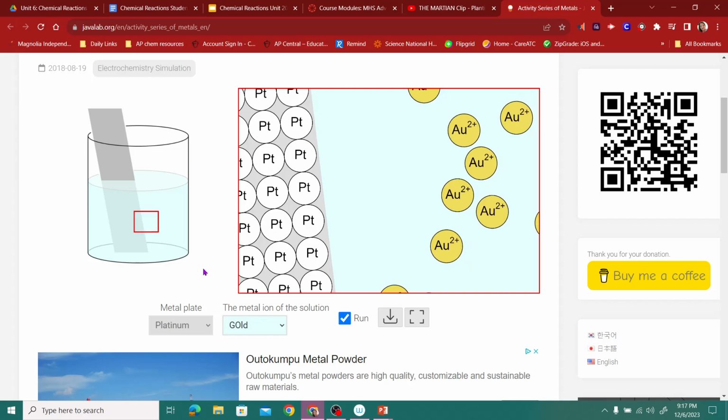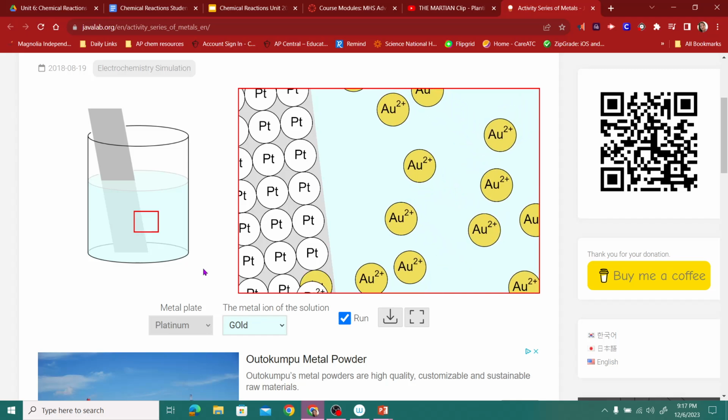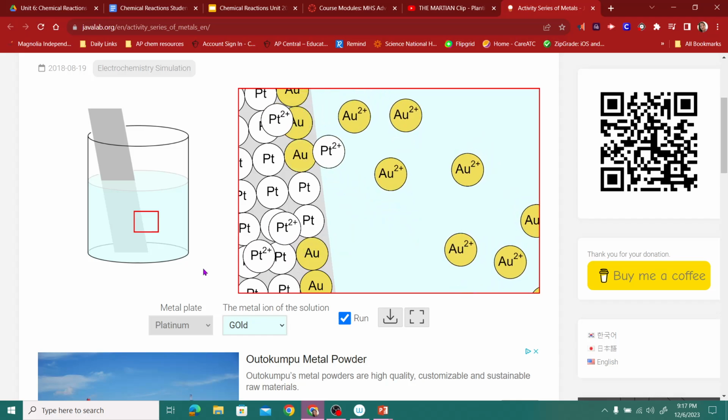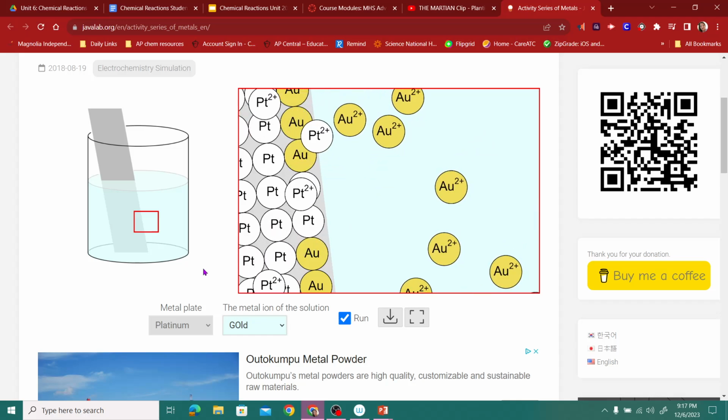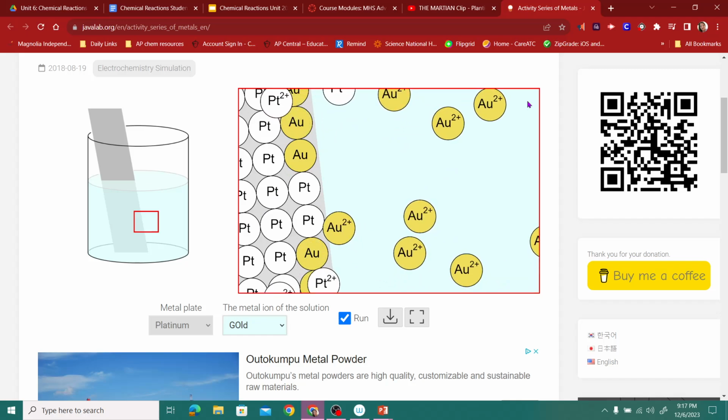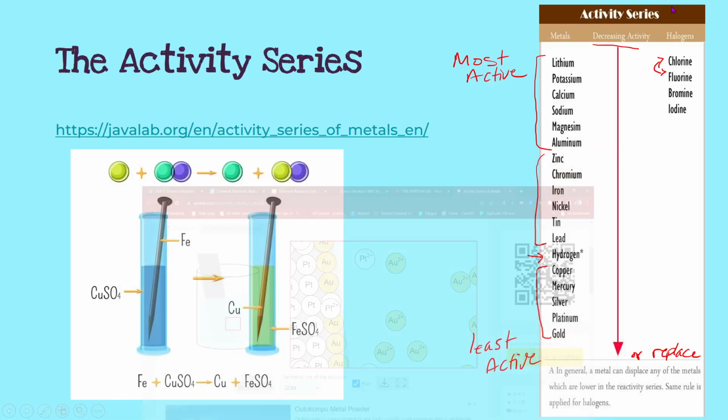This video is already long enough. Let's go. There it is. So here we can have gold plating off of the platinum. Now the platinum is in the solution, okay? All right, so that's just a little example of kind of what's going on at the particle level.